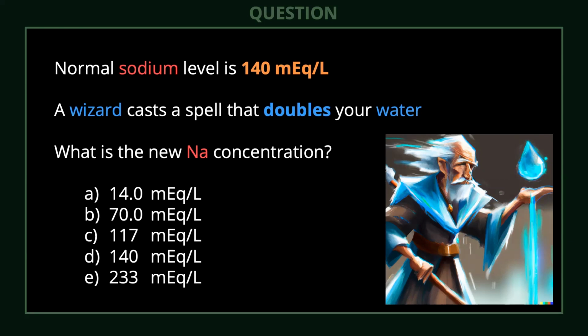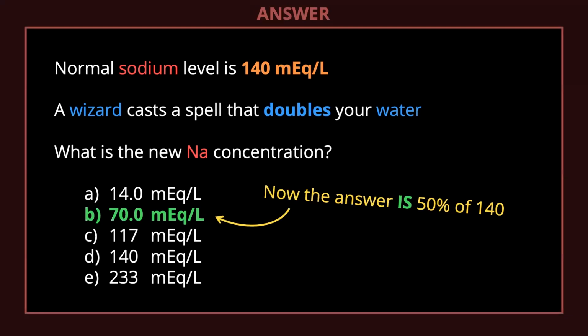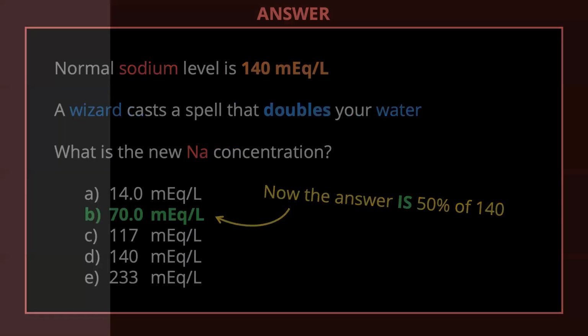And the question I have for you is, what will be the new concentration of sodium? Take a moment, commit to an answer, write it down. And I can tell you here the answer is, in fact, B, 70 milliequivalents per liter. Unlike before, in which we had this movement of water that reduced the impact of losing some of that sodium, here, when we double the water, we see that there is a halving of the serum sodium.